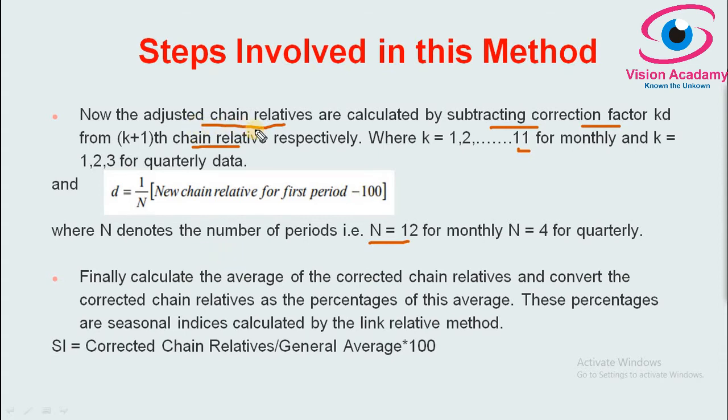After finding adjusted or corrected chain relatives, finally we need to calculate the average of the corrected chain relatives we obtained in the last step. After that we can directly calculate seasonal indices, but here we have a different formula: the corrected chain relatives from the last step divided by the general average, into 100, and you will obtain the seasonal indices. These are the necessary steps you need to follow, and let us go through each step and find seasonal indices using the link relative method.